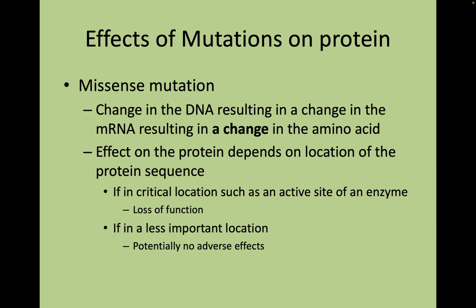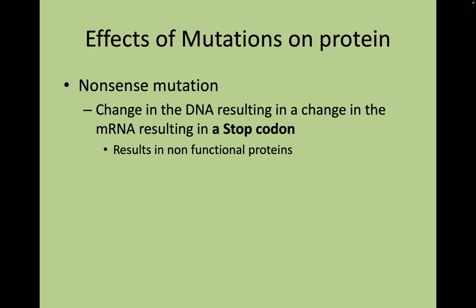A missense mutation is a change in the DNA resulting in a change in the mRNA that does cause a change in the amino acid. And the effect on the protein depends on the location of the protein sequence. If it's in a critical location, such as an active site of an enzyme, there could be loss of function. In a less important location, there might not be any adverse effects. A nonsense mutation is a change in the DNA resulting in a change in the mRNA that causes something like a stop codon. This results in a non-functional protein.